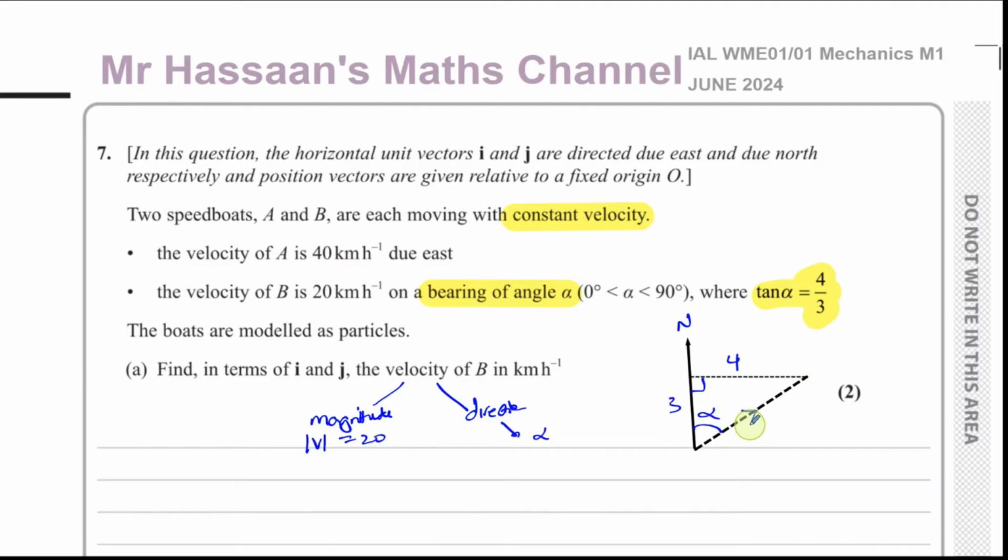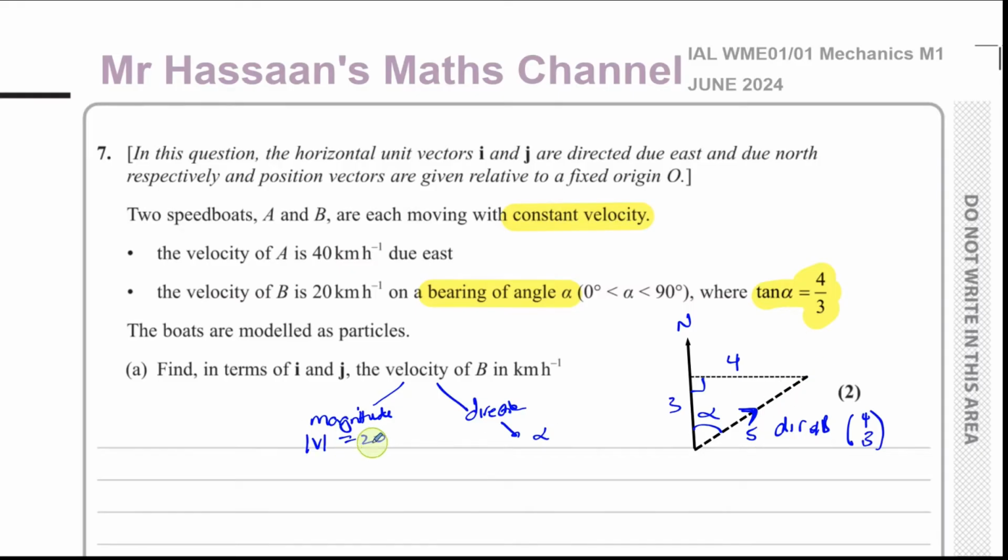So the vector B is in the same direction as this, and in terms of a column vector, this is (3, 4). Now that is not the velocity of B, that's the direction of B, not the velocity. If it were the velocity of B, it would have to have a magnitude of 20. This has a magnitude of 5. It's a 3, 4, 5 triangle, so the length of this line is 5.